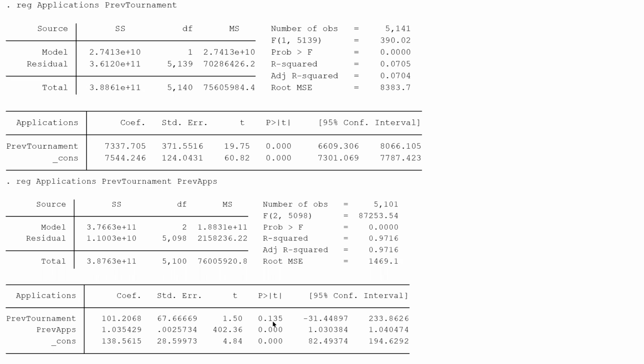Or you'll have something like this where they say, well, they found that there's absolutely 0 impact of making that tournament on their following applications, where you're like, okay, yeah, you can't say it with 90% confidence, but I could say it with what? 86, 87% confidence here. That's not that different, right?